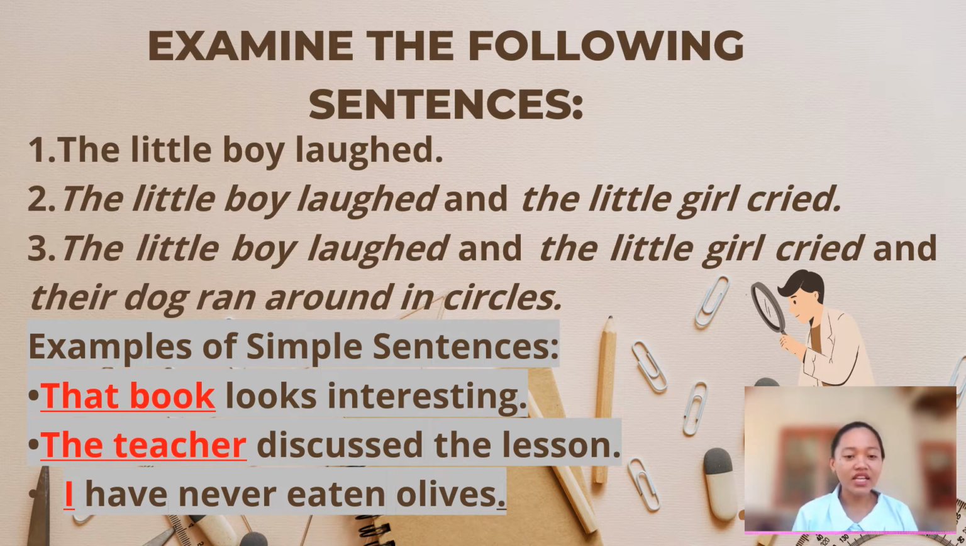In the first sentence, we have, that book looks interesting. Our subject here is that book. And then we have our verb phrase, which is looks interesting. In the second one, we have our subject, the teacher, and then the verb phrase, discussed the lesson. Okay, and then the third one, we have the subject I, and then our verb phrase, which is have never eaten olives. So now let us proceed to the next slide.